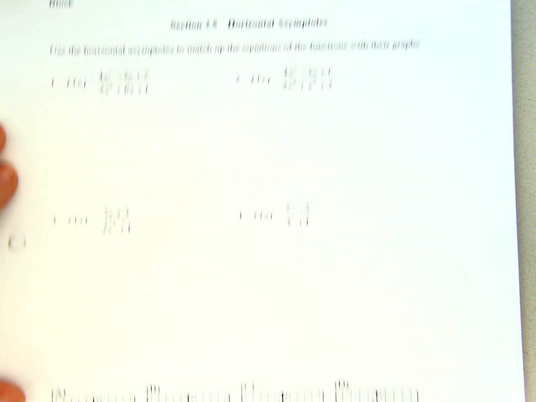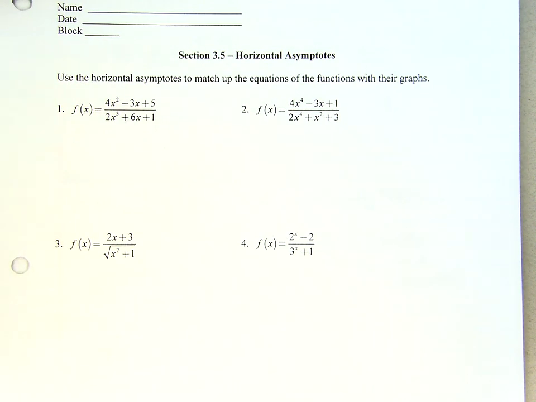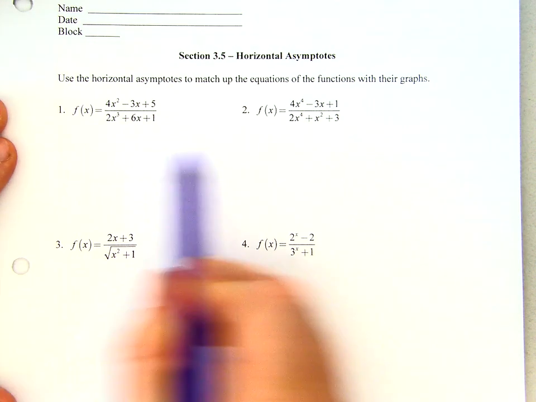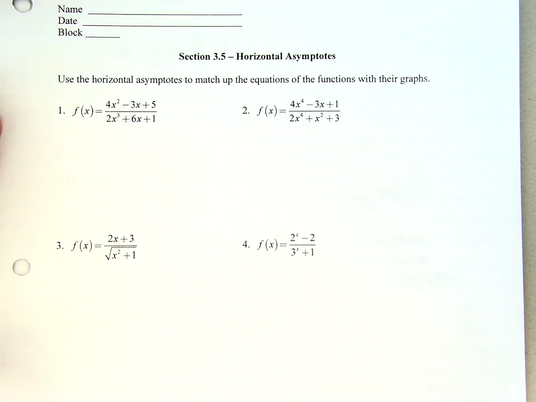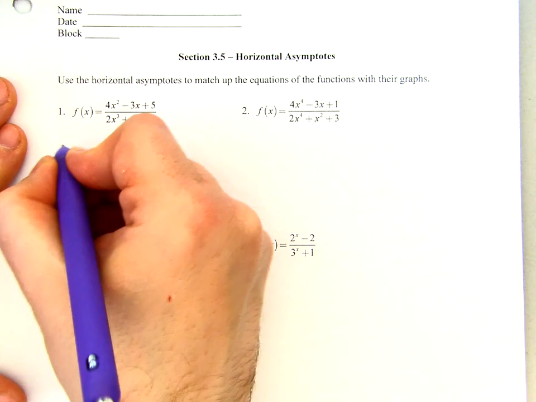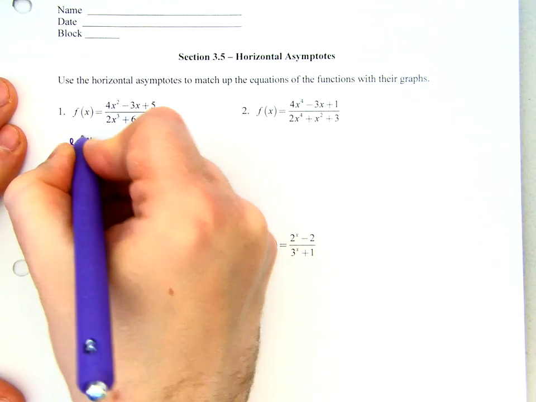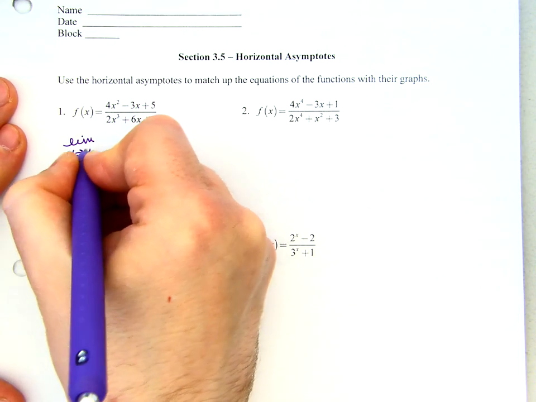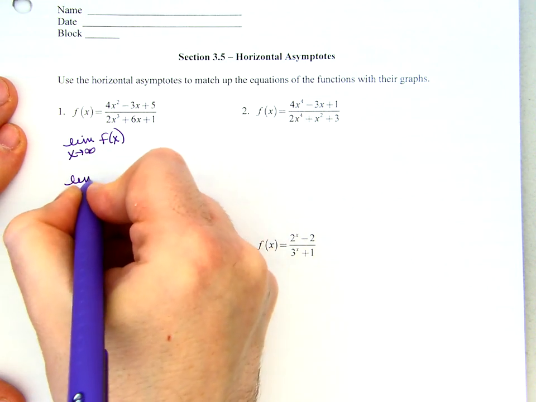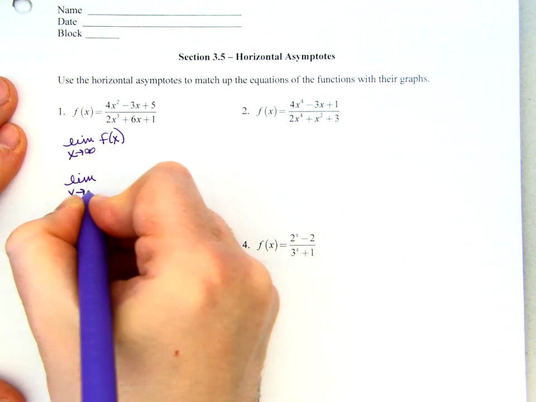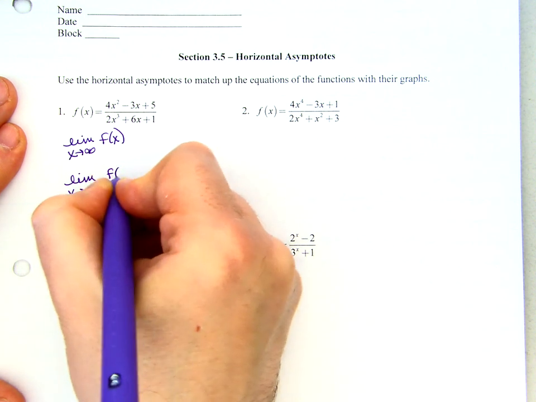I should have also given you that worksheet, 3.5, horizontal asymptotes. I want to try to find my horizontal asymptotes and then do some matching with the graphs on the bottom. Number 1, to find the horizontal asymptotes, well, I'm going to set up 2 limits. The limit as x approaches infinity of my function f of x, and I'm also going to do the limit as x approaches negative infinity of f of x.